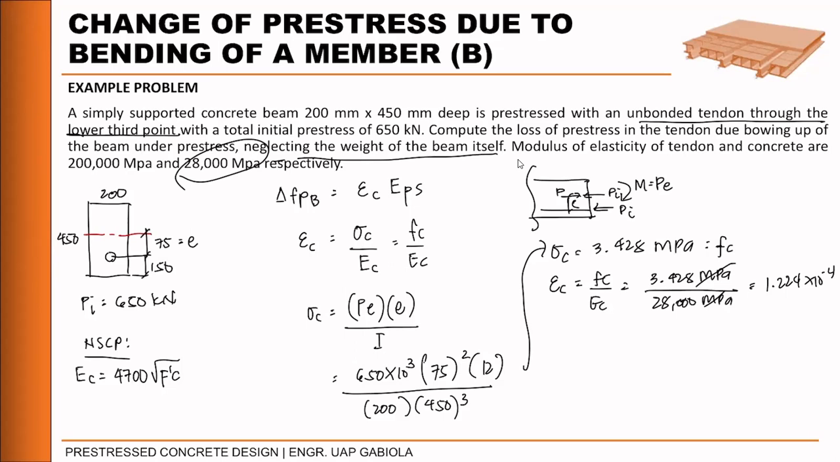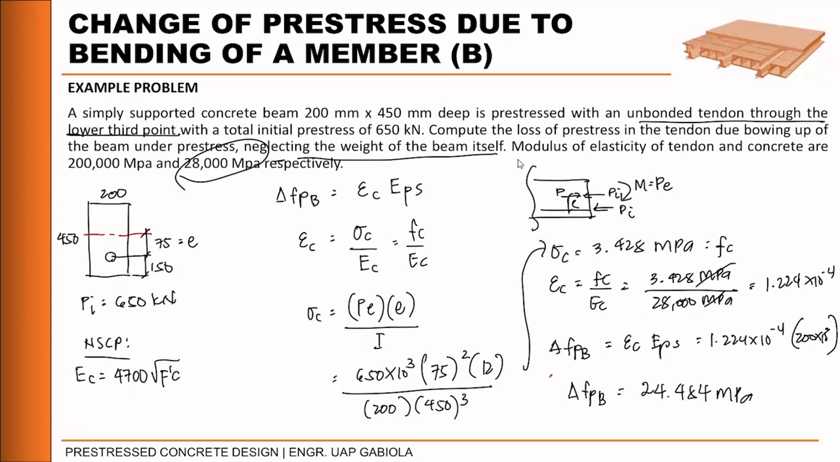And then, let's get the change in bending, which is equal to the strain of concrete times the modulus of the steel. So that is 1.224 times 10 to the negative 4 times our 200 times 10 to the 3 MPa. So our loss due to bending will be equal to 24.484 MPa. So this will be our answer.